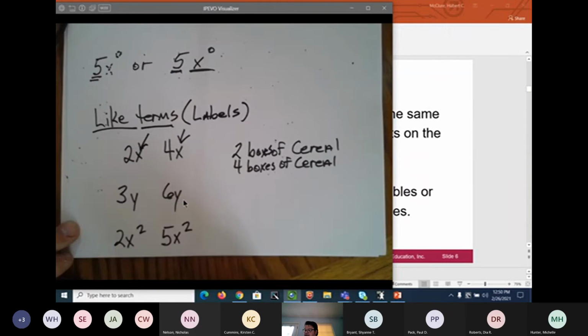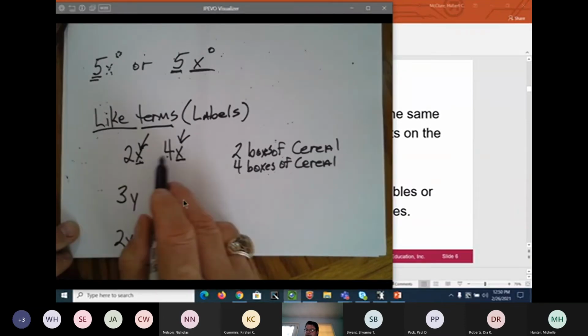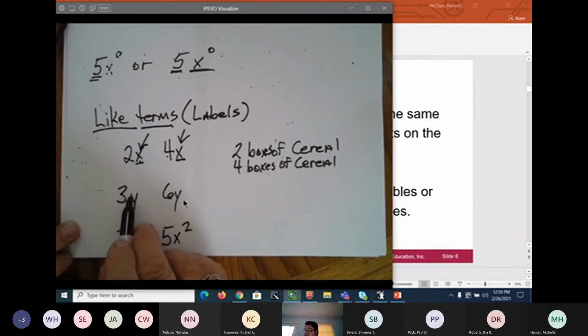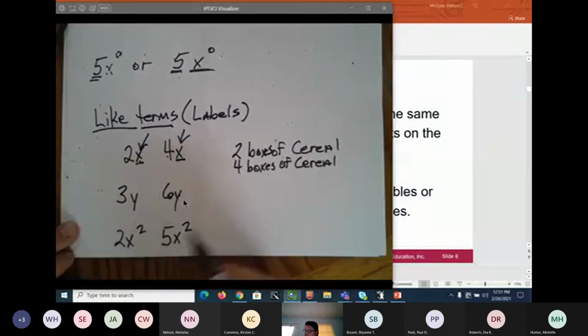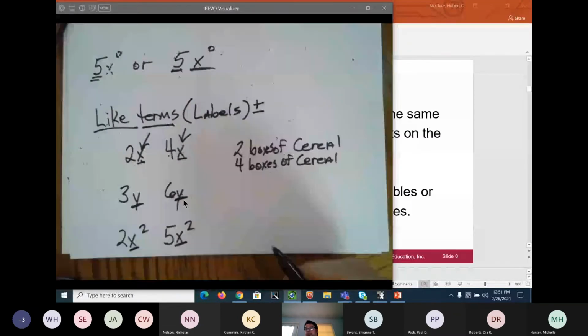The X tells you that this is 2 boxes of cereal plus 4 boxes of cereal, or 2 boxes of cereal minus 4 boxes of cereal. Here's the cans of paint. 3 cans of paint and 6 cans of paint. 2 quarts of milk, 5 quarts of milk. These are labels. They're called variables, but they're also called labels. And when you add or subtract labels, you're going to get labels.